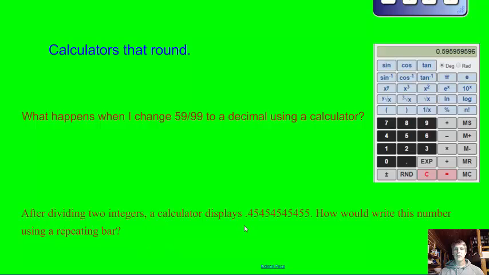After dividing two integers, this is what comes on my calculator. I get 4, 5, 4, 5, repeating 4, 5, but I get 2 5s in the last digit. So the question is, how would I write this using a repeating bar? Well, that would be easy because you know what's being repeated. It's 4, 5. But what about this last 5? Well, this is a scientific calculator, and it rounds the 4 up to a 5. But it's still 45 hundredths.